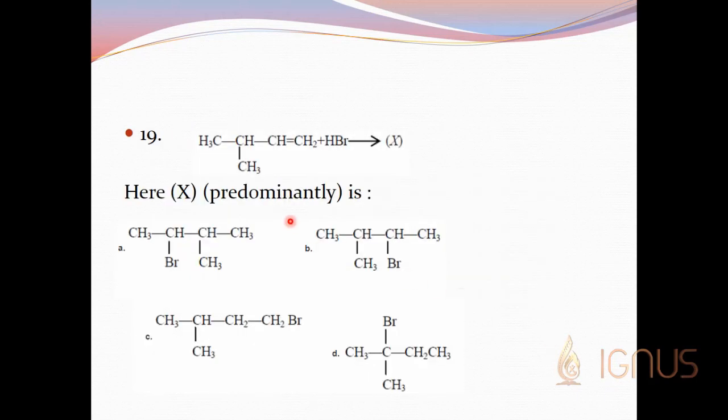Question number 19. Here they are given the addition reaction. It's the addition of HBr across the C=C double bond. Here you have to find the product X. They are given the options and try to find the best possible answer.